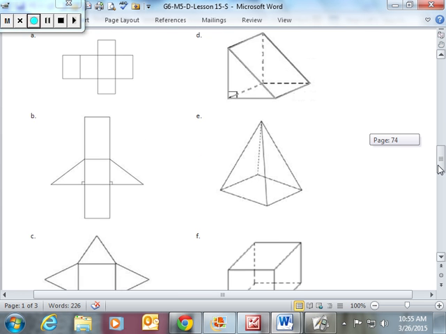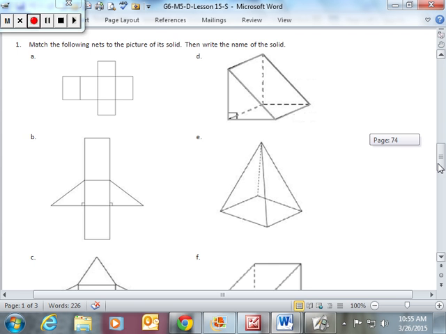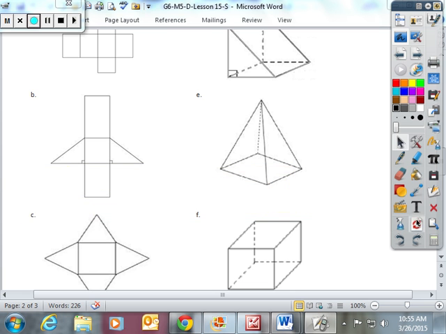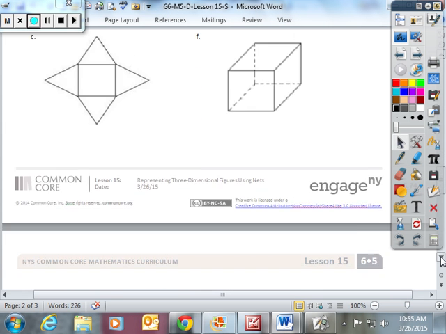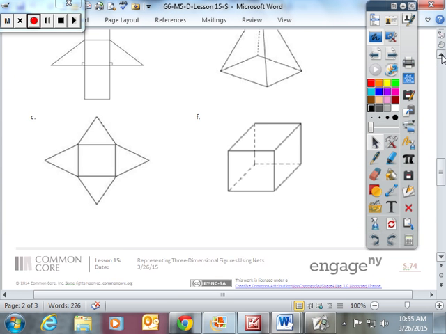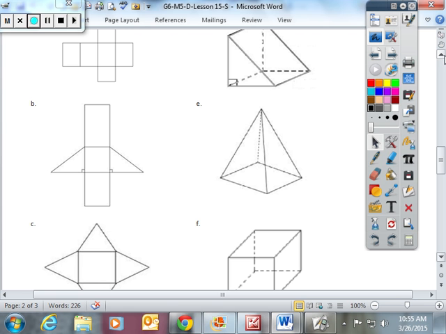Match the following nets to the picture of its solid. Then write the name of the solid. So I'm going to pop up my pen, and I'm going to do some work with you, okay? If you folded this up, this would be a rectangular prism, okay? And that looks like it would be a little bit farther down. Oh, it's not. Maybe I'm missing it. Sorry. Okay, I guess this looks like a cube to me. However, that's the closest that we have. So I'm going to match A with F.